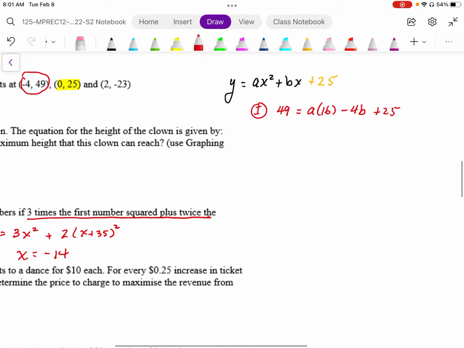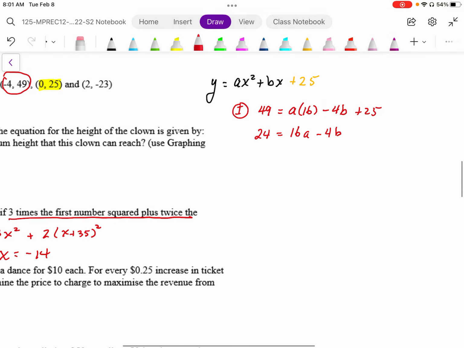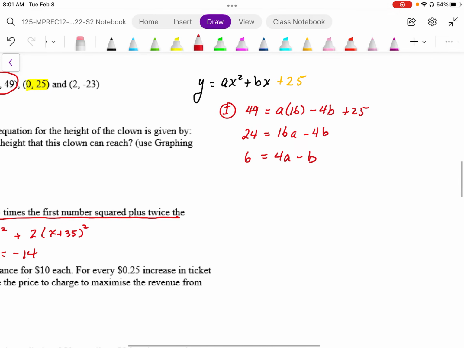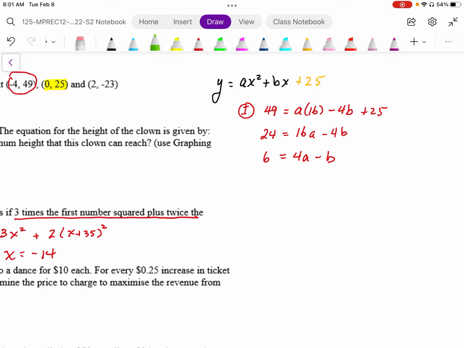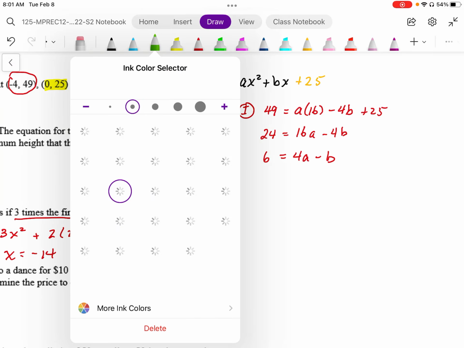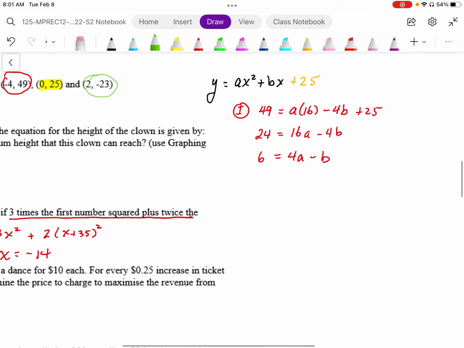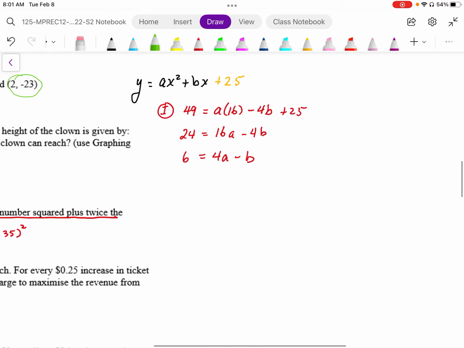So there's one equation. So I'm going to simplify this. I'm going to subtract 25 from both sides. I get 24 is equal to 16a minus 4b. Since there is a common factor 4, I think it might be useful to simplify this. So I'm going to divide everything by 4. Like that. Now, this may not be useful, but in the end, I think it will end up being useful for this problem. So this other coordinate is what I'm going to use to generate my second equation.